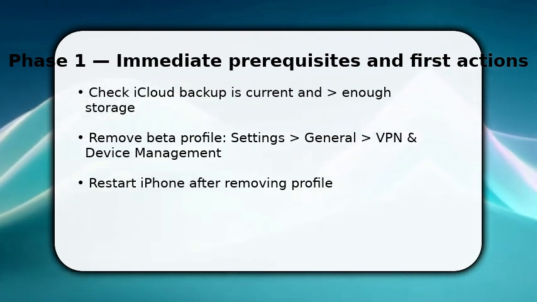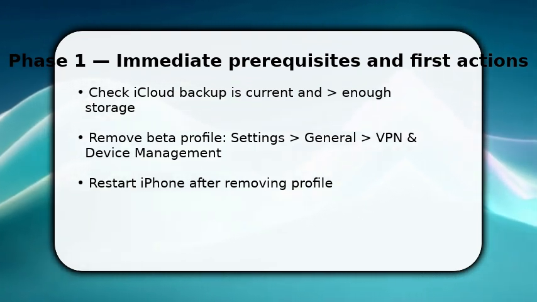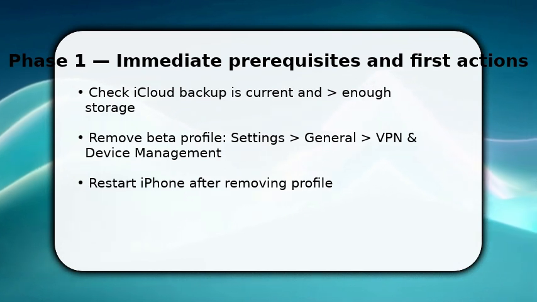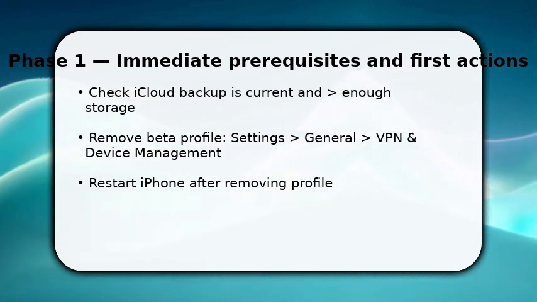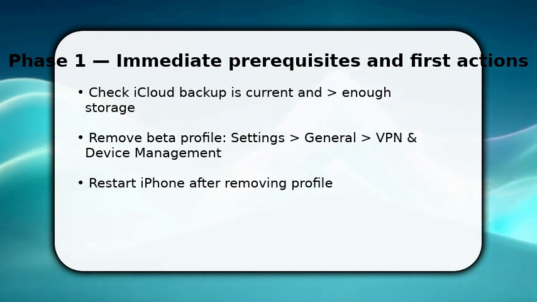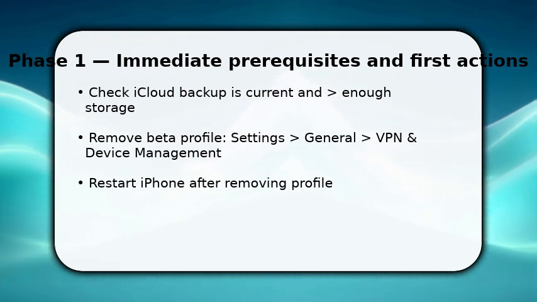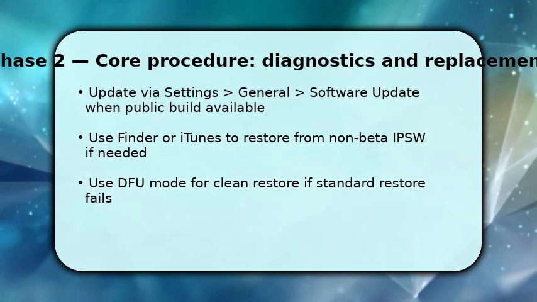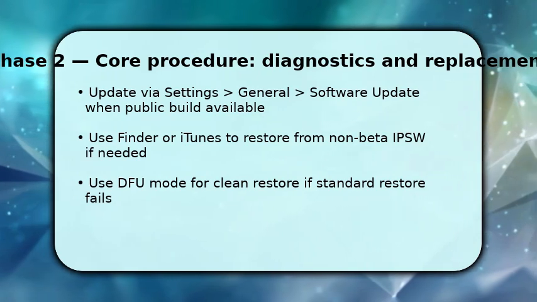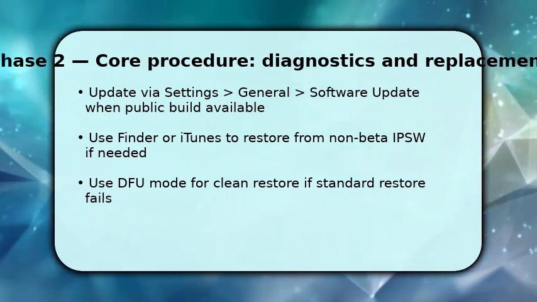You'll be prompted for your passcode. Enter it to confirm. After removal, make sure to restart the device so system settings refresh. This first action prepares your phone to receive the public release or restore a stable build without waiting for the beta channel. Once done removing the profile, check Settings, Software Update for the latest public build.